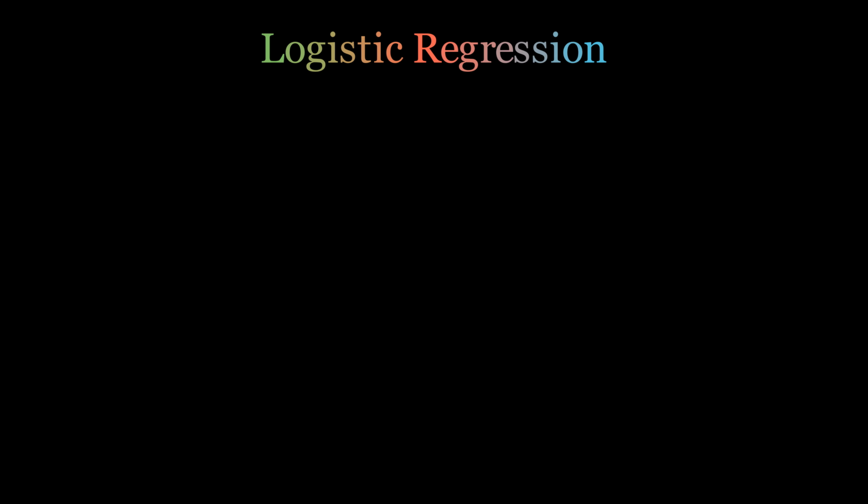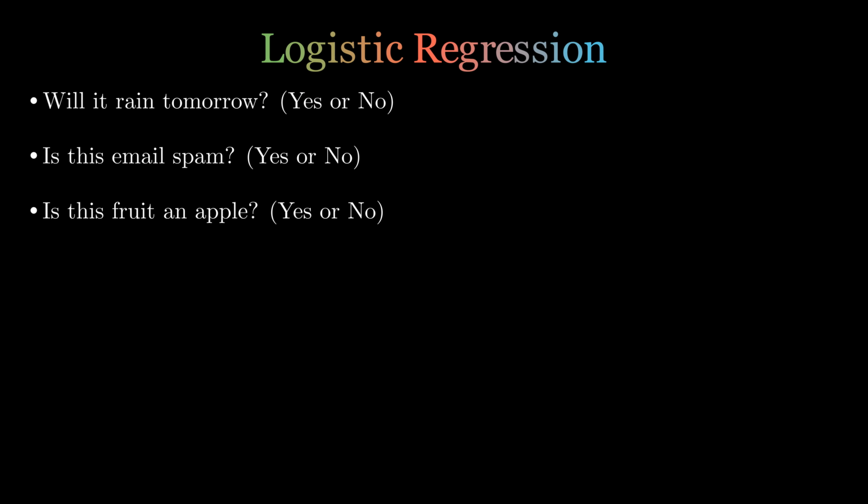The foundation of logistic regression lies in the sigmoid function, a mathematical tool that converts any number into a probability between 0 and 1. Let's think of it as a guessing game. Suppose you want to answer questions like, will it rain tomorrow? Is this email spam? Or, is this fruit an apple? These are all examples of yes or no questions where logistic regression can help.